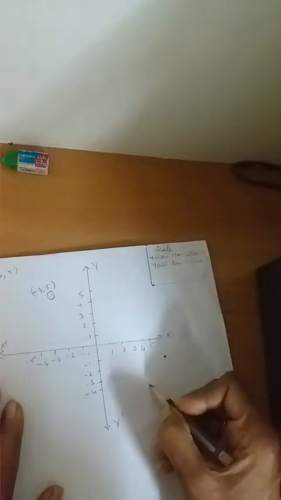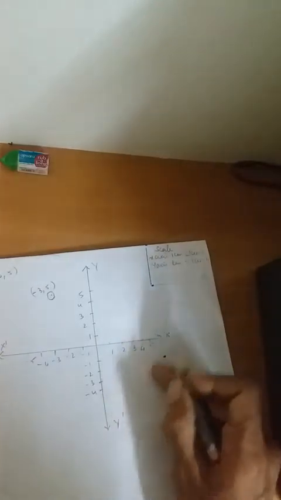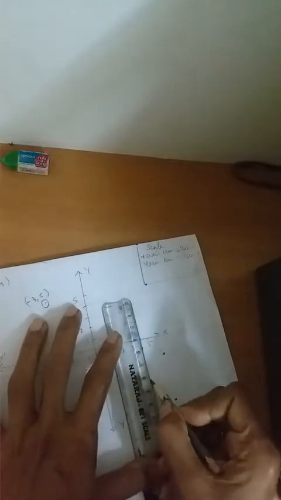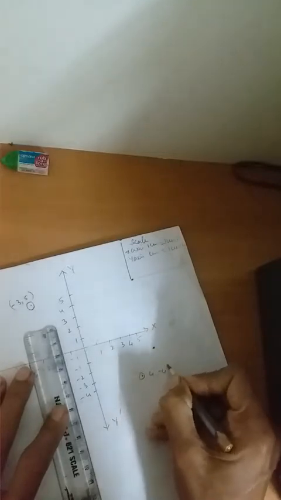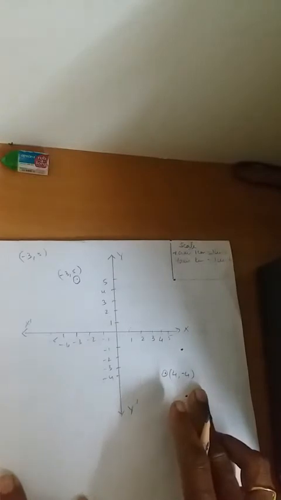Suppose you have to plot 4, minus 4. Where will you plot? This is your 4 and this is your minus 4. So that will come here in the 4th quadrant. This is the 1st quadrant, 2nd quadrant, 3rd quadrant, 4th quadrant. So in the 4th quadrant you will have your point 4, minus 4.